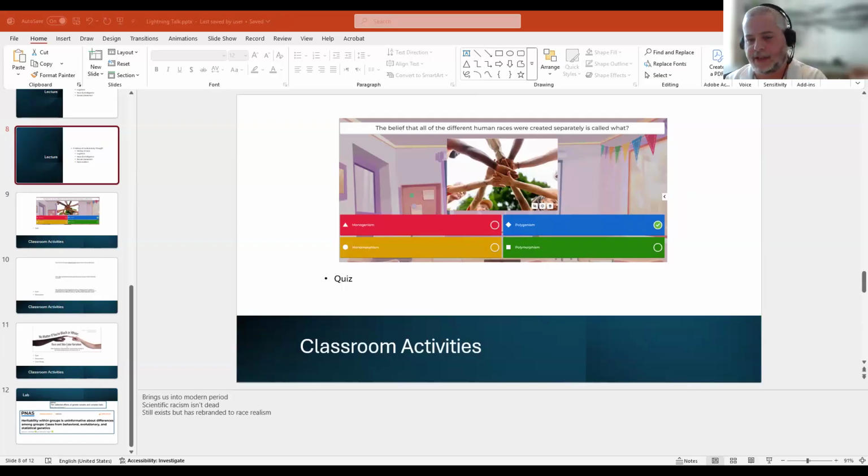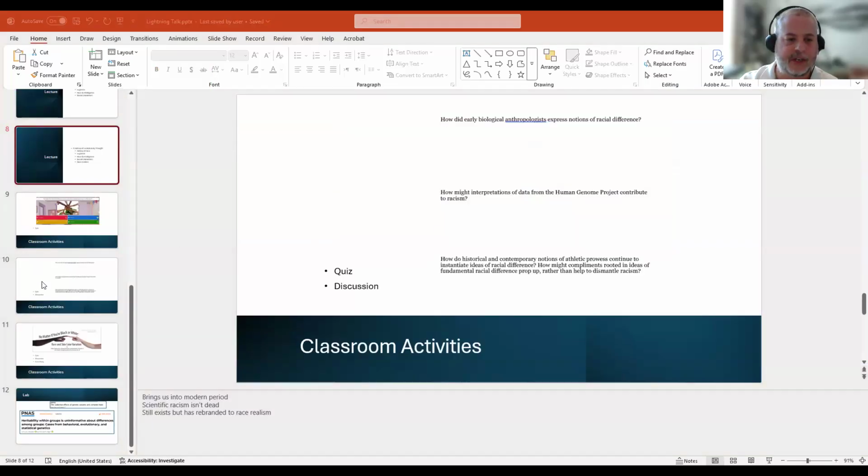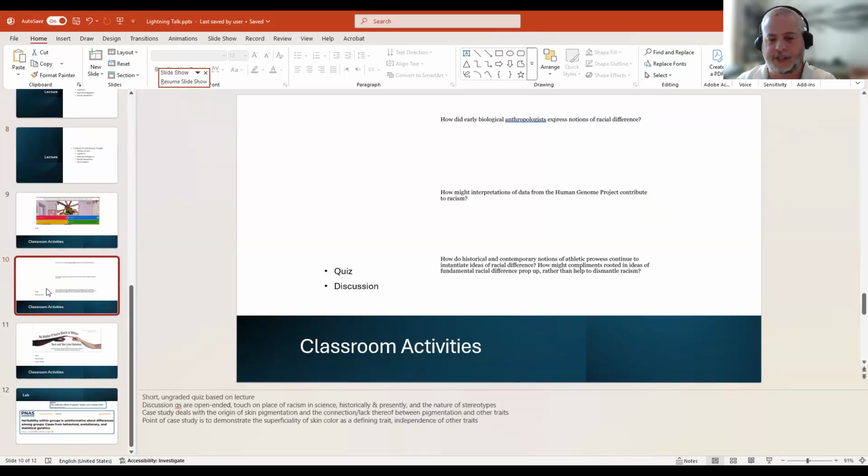So when we get into the classroom, we focus on student-centered activities. We start with a little ungraded quiz on Kahoot based on the lecture, and we move into discussion questions, and these are a few of the discussion questions that we have. They're really open-ended questions that touch on the place of racism in science, both historically and presently, the nature of stereotypes especially.